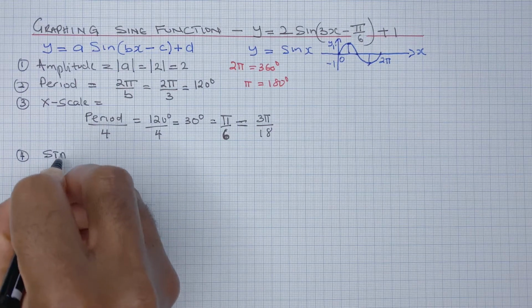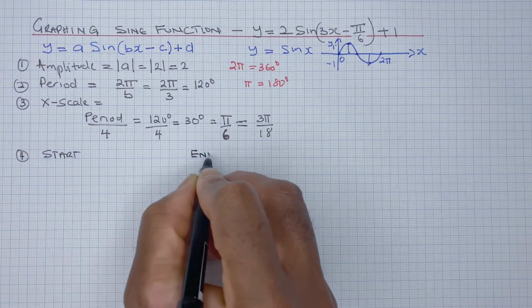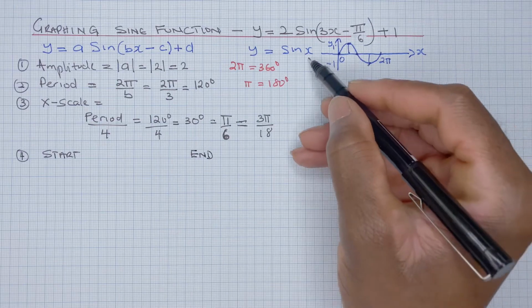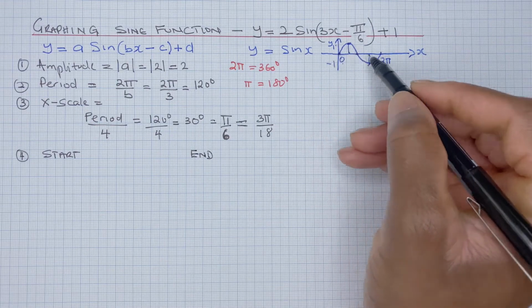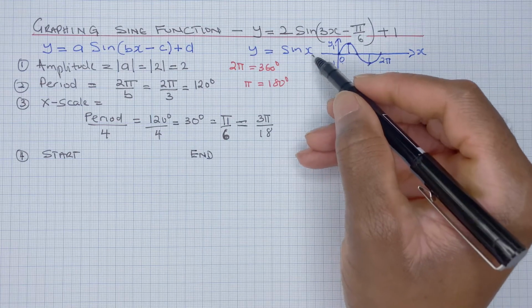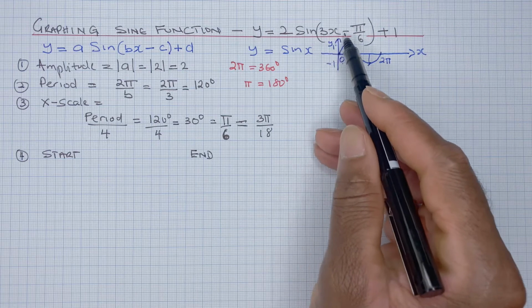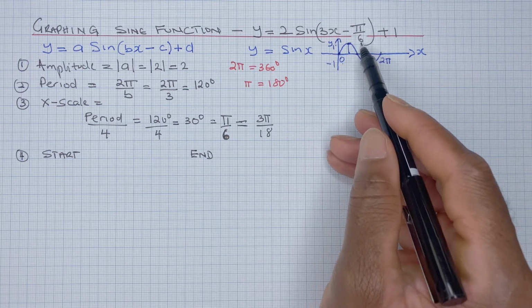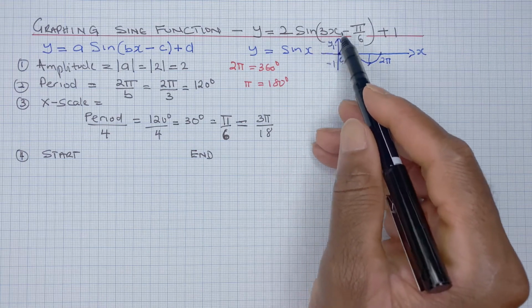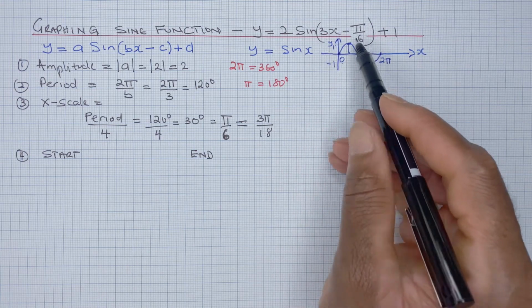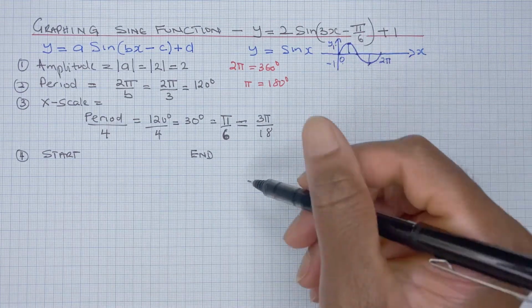Number 4 we need to do is the start and end point. Well, the start here we set the x to 0. And then with the end we set the x to 2 pi. We don't have x, we have 3x minus pi over 6. That's what's in our bracket. The bracket here is just x. So we always set what's in the bracket to 0 at the start, and then we set what's in the bracket to 2 pi at the end.